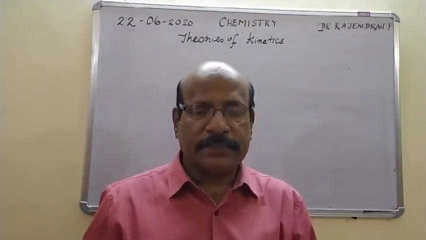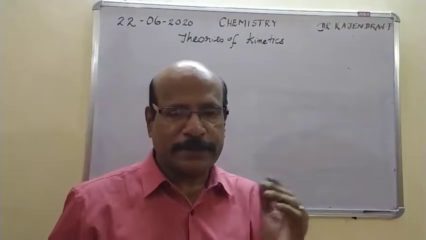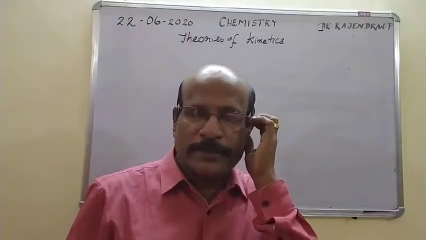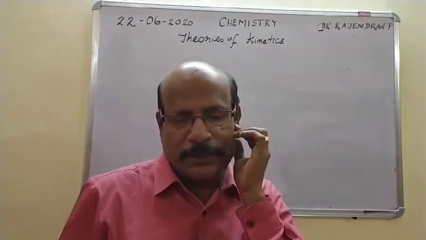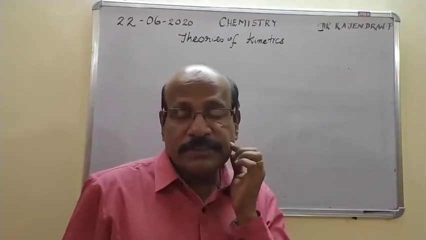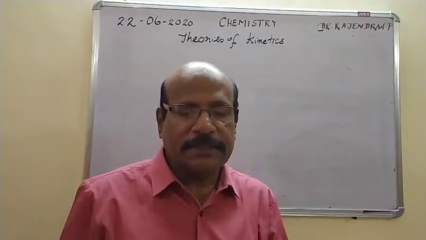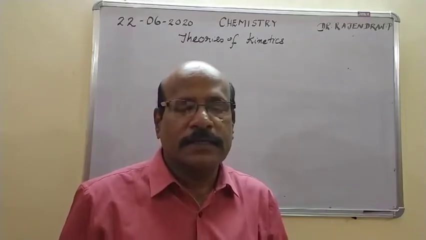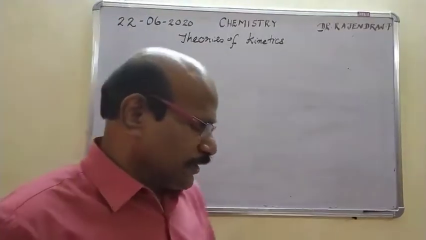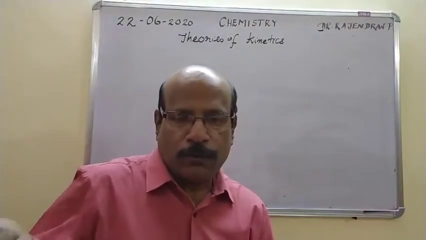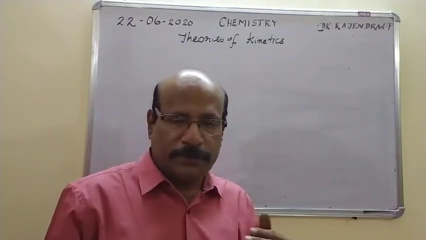Last class I discussed the basic forms of the Arrhenius equation: one is the exponential form and the other is the logarithmic form. So we have to discuss some more aspects about this equation, which is an important quantitative equation in chemical kinetics that gives the effect of temperature on the rate of the reaction. That is the significance. We got the idea.